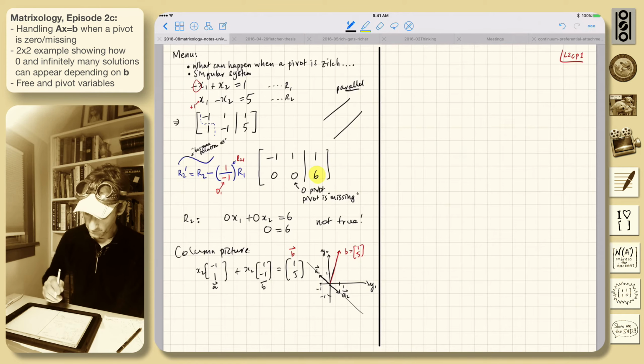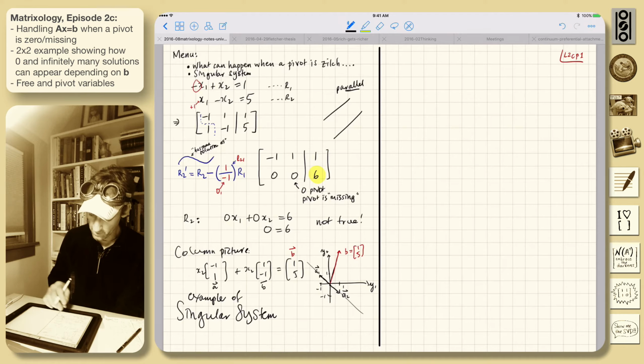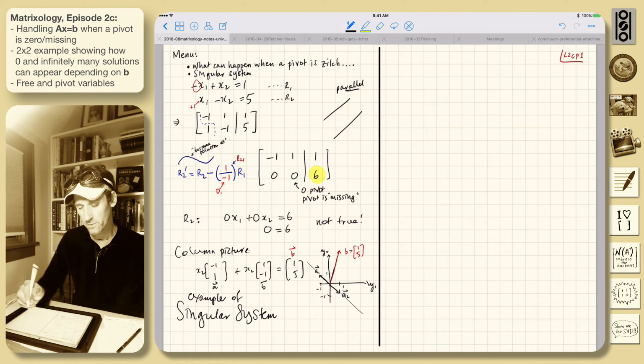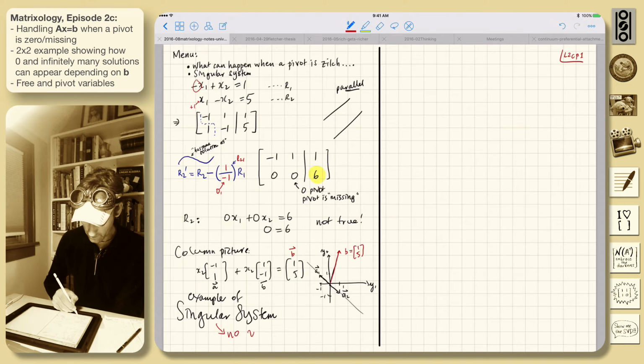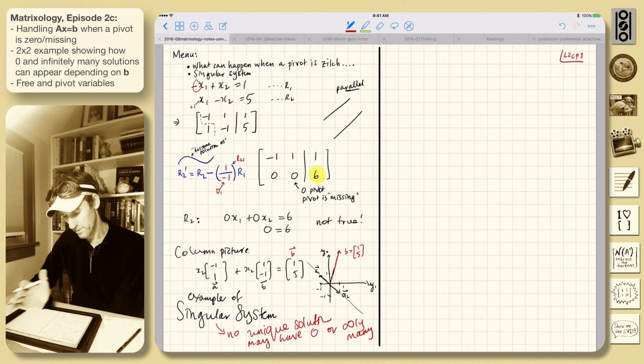So this is an example of a singular system. And this means it's a system that doesn't have unique solutions. It doesn't have a single solution. So no unique solutions, and it may have 0 or infinitely many. Right, we're really going to understand this very well.